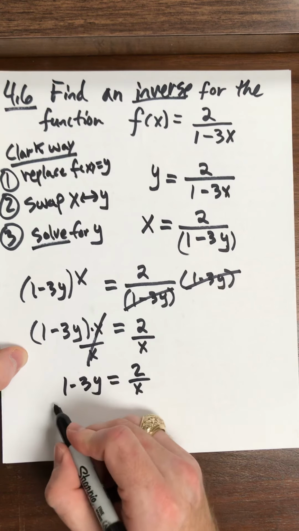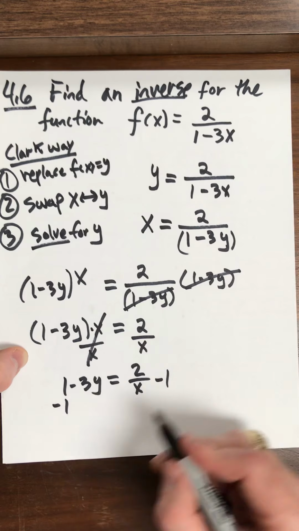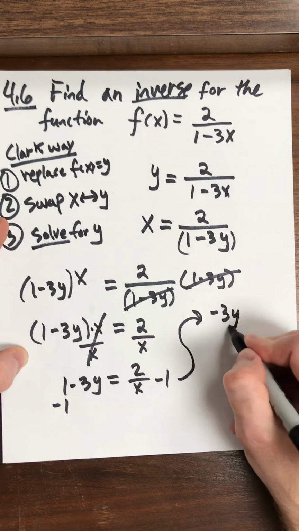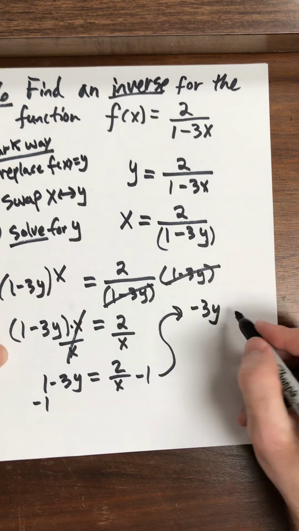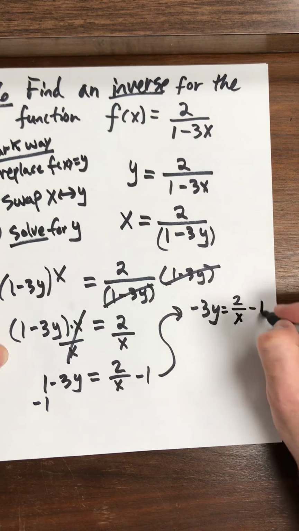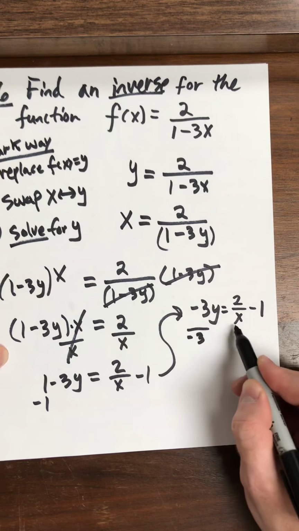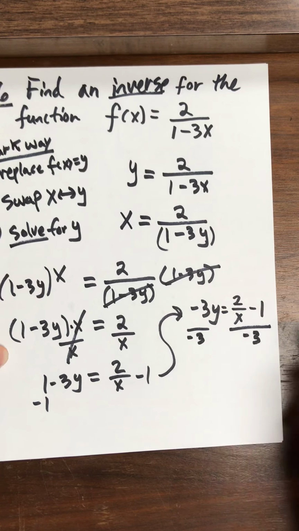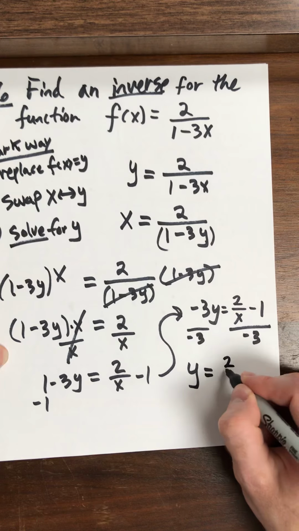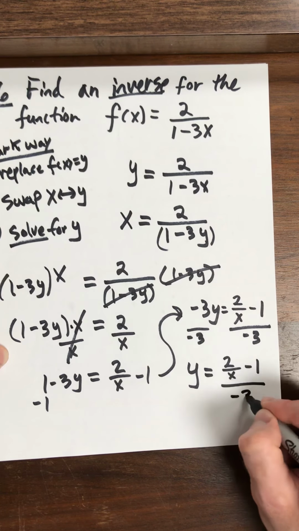Okay, now what? I need to subtract 1, so I subtract 1, all right? So I get negative 3y is what? Equal to 2 divided by x minus 1. How do I get y by itself? I divide by negative 3. So I divide everything by negative 3. So y is equal to 2 over x minus 1 divided by negative 3.